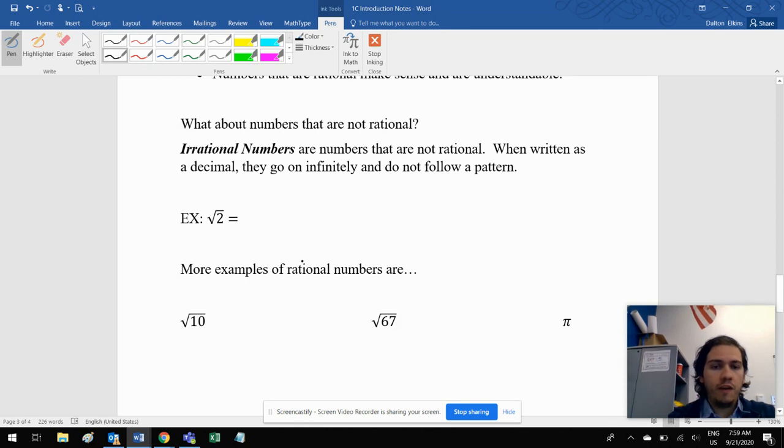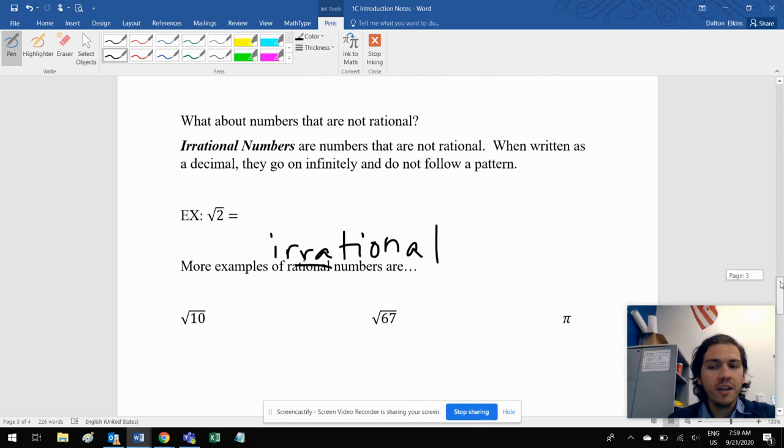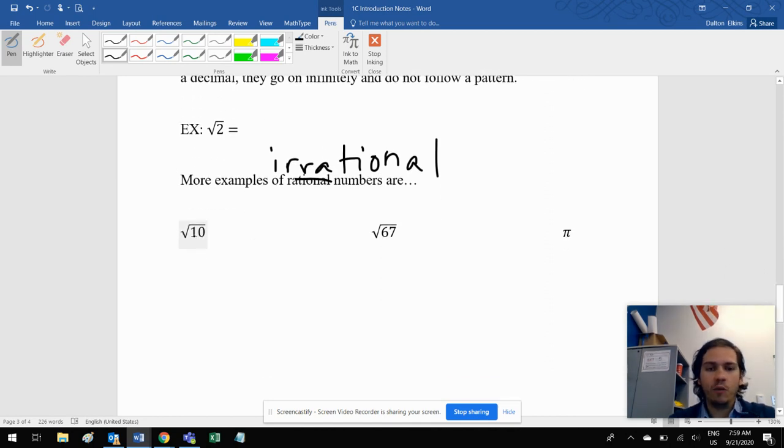So more examples of irrational. Should have written irrational there. I guess I wasn't being rational myself. Are numbers like this, like square root of 10, square root of 64. And pi is a very famous example, right? 3.1415926, and it goes on forever. There are an infinite amount of digits to pi. The same thing is true when you do square root of 10 or square root of 64.